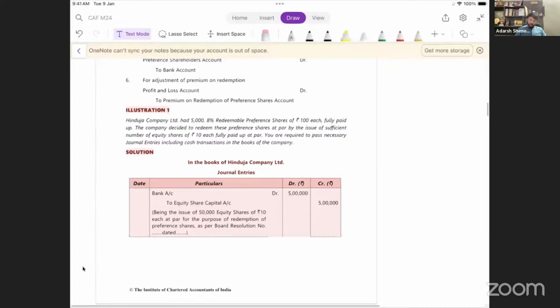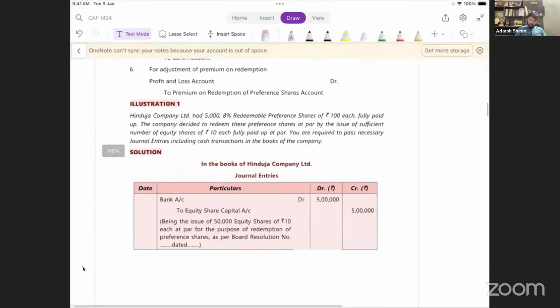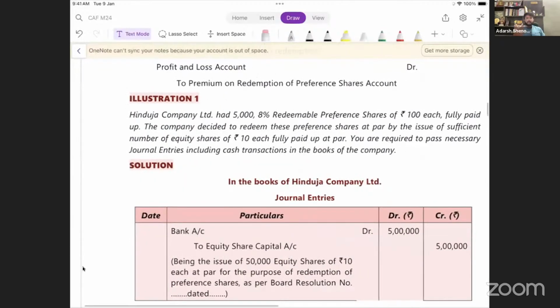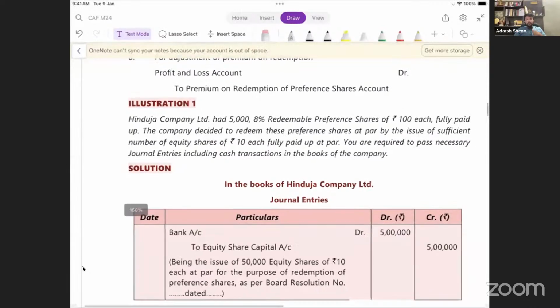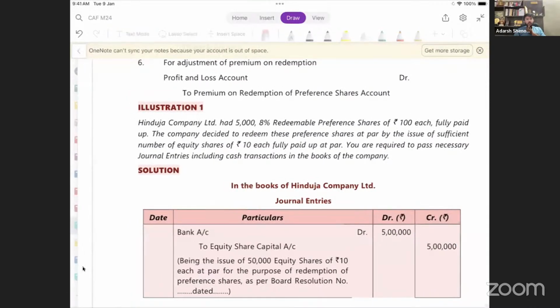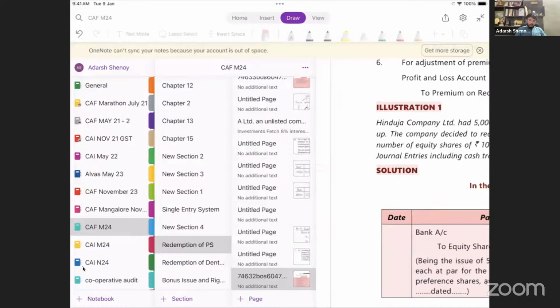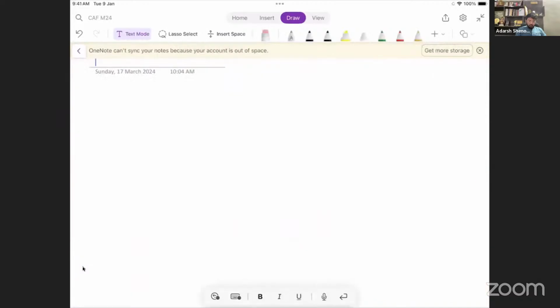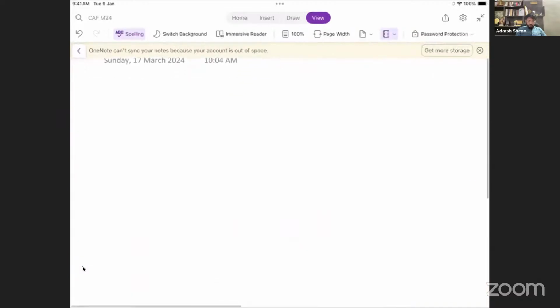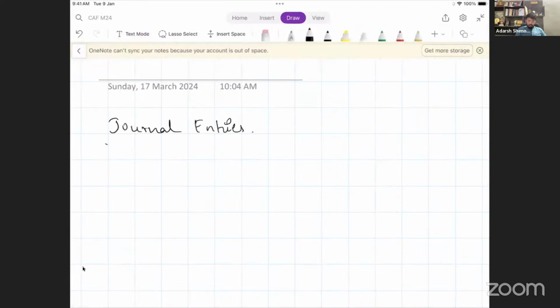Okay, so first we have to announce the redemption of preferences. So redemption of preferences announce, that means telling the preference holders that we will be repaying your capital, the capital repayment will happen. So now to record the announcement, what is the entry to record the announcement? Can you guess?